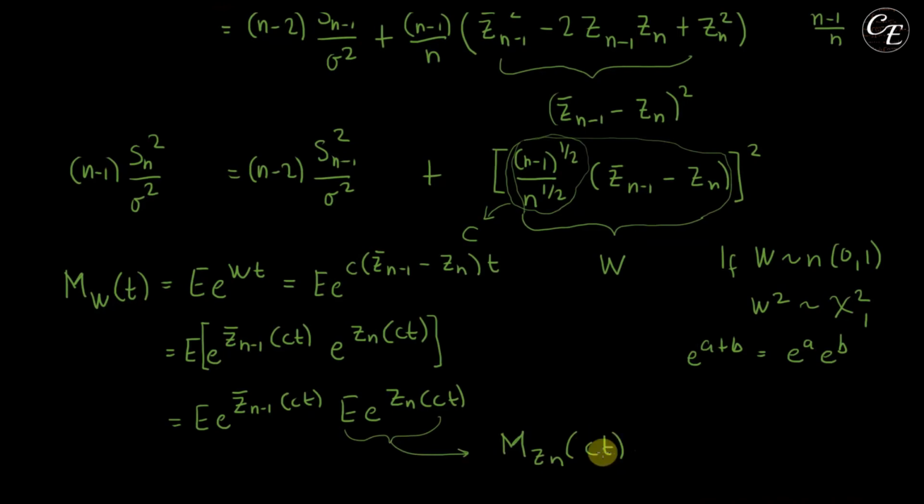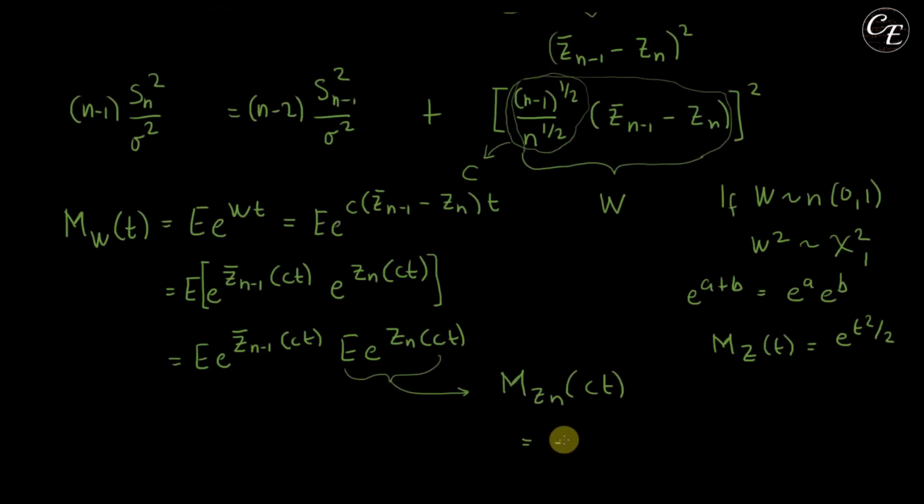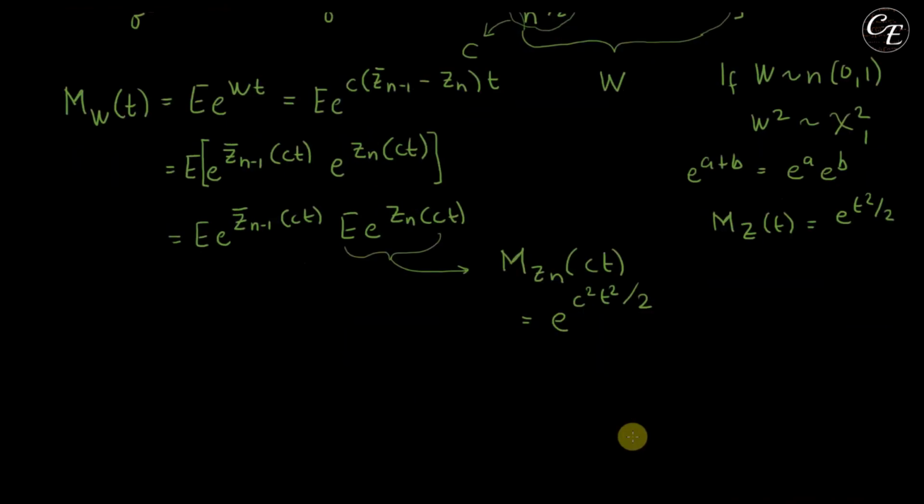Then we know that the moment generating function for the standard normal distribution is equal to e raised to t squared over 2. So this one will become e raised to, so for t squared we need to square this one, so we have here c squared t squared, and then over 2. For this one, let us put it in here.